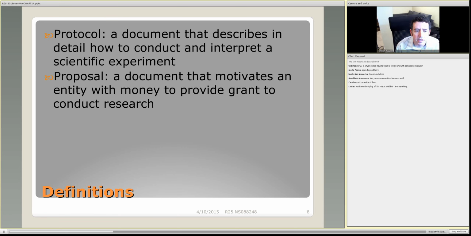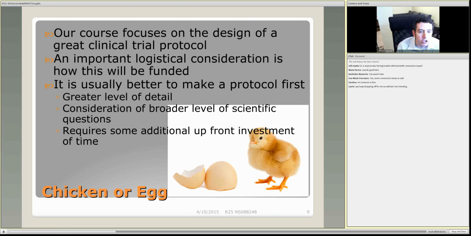So that is the philosophy of the course, that we spend a bulk of the time up front to get the protocol right, and then we will spend some time after the course in July where we're going to help you develop your proposal so that you can get that funded and done potentially. So this sort of brings to this chicken or the egg. What is the important logistical consideration in terms of clinical trial planning is getting the resources to do the clinical trial.